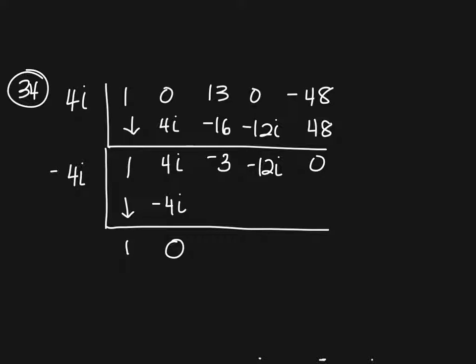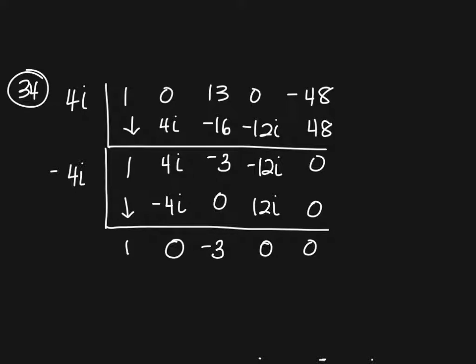Negative 4, then that becomes 0. 0, okay. And then that becomes negative 3. Okay. And then negative 4 times negative 3 equals negative 12i. There's 2 negatives already. 12i. So that would become a 0, and then a 0.